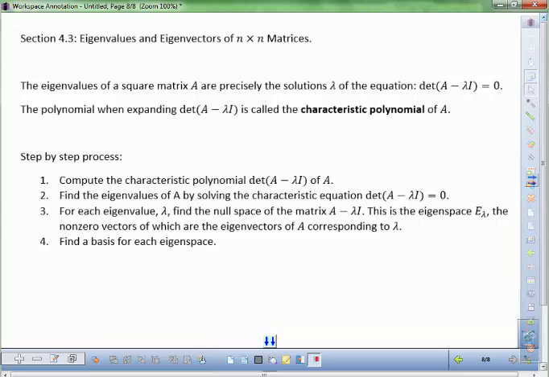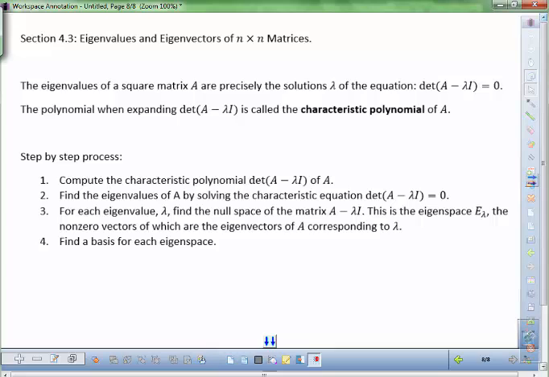So to find eigenvalues and eigenvectors, here's a step-by-step process. We want to compute the characteristic polynomial, which is a polynomial in lambda. Lambda is going to represent your eigenvalues. So the polynomial is found by finding the determinant of this matrix, A minus lambda I. And then once you solve for that characteristic equation, you're going to have your eigenvalues. I think we've gotten that far. And I think we also went and found eigenvectors by putting in this eigenvalue.